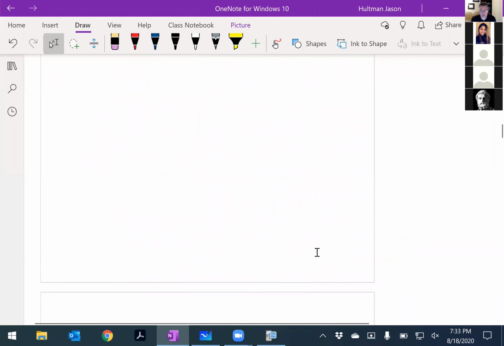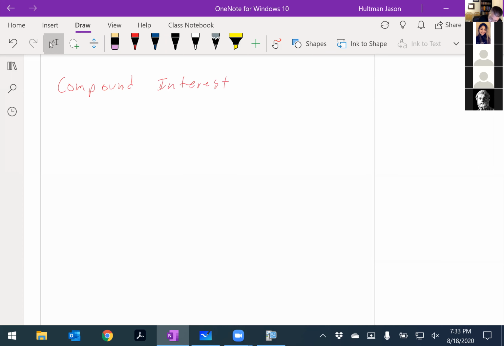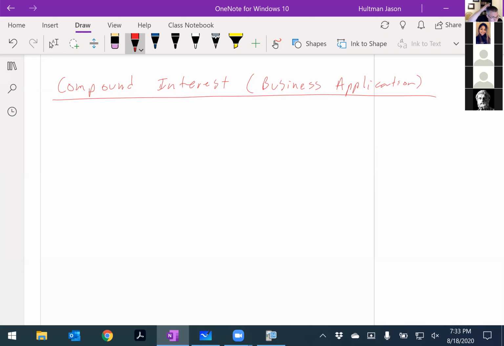Okay, let's do our application now for this. The application that we want is to talk about compound interest right now. This is the function that we want to work with. Hopefully you are already familiar with compound interest. This is a business application, but we're going to review it here in case you're not familiar with it.